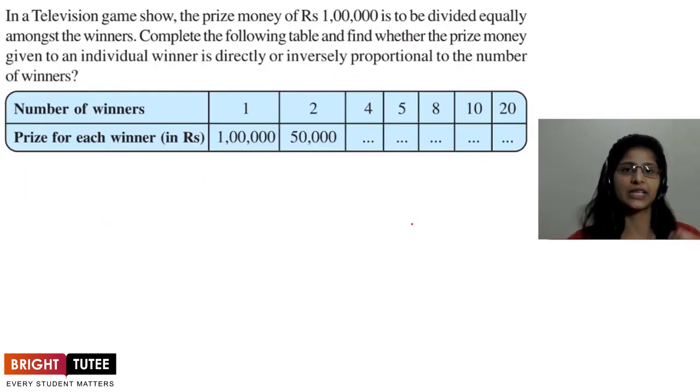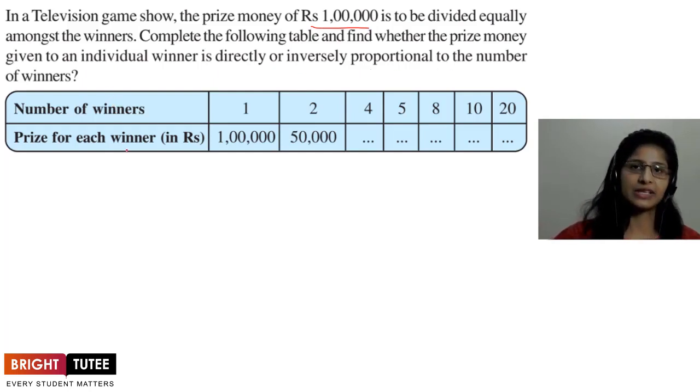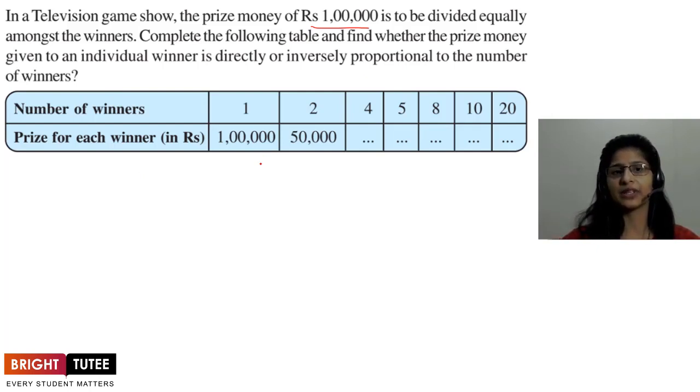Moving ahead, if you see here, this says in a television game show, the prize money of rupees 1 lakh is to be divided equally among the winners. Complete the following table and find whether the prize money given to an individual winner is directly or inversely proportional to the number of winners. If the number of winners is more, the prize money, when we divide it, becomes less, right? And when there is only one winner, 1 lakh would be given to that winner.